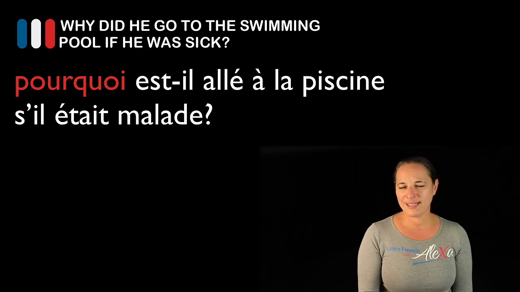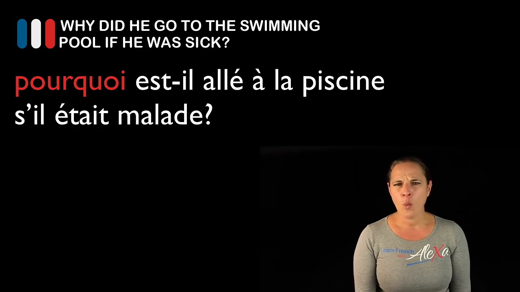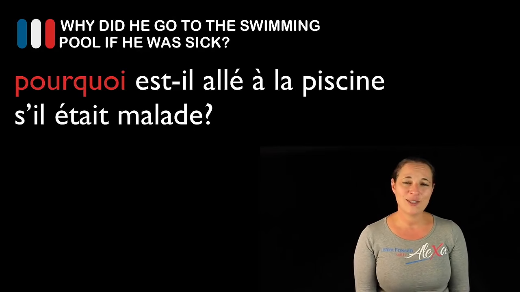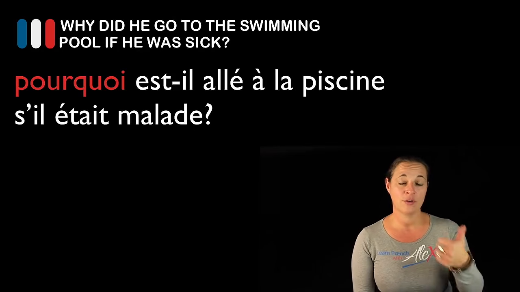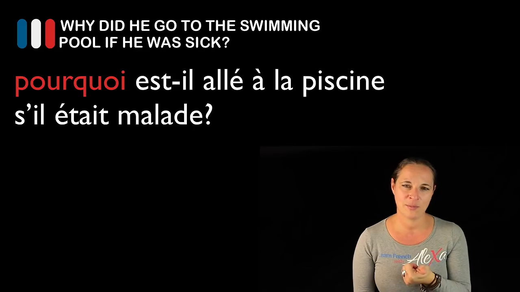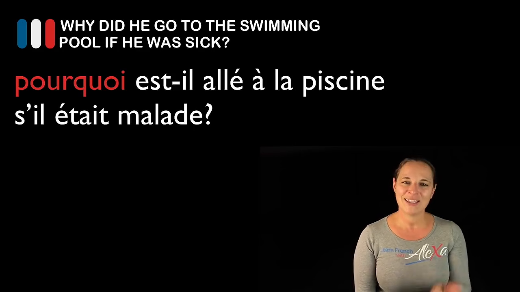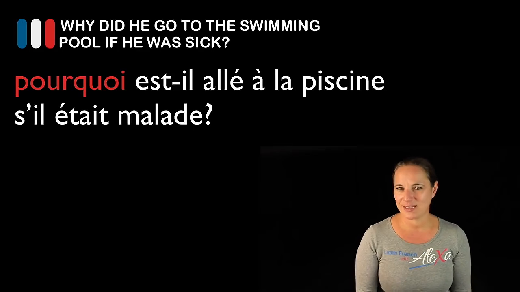Now, pourquoi est-il allé à la piscine s'il était malade? Why did he go swimming if he was sick? Okay, you need to know 2 things here. How do you conjugate the verb aller in the passé composé? And how do you conjugate the verb être in the imperfect tense? And that's all in this question.